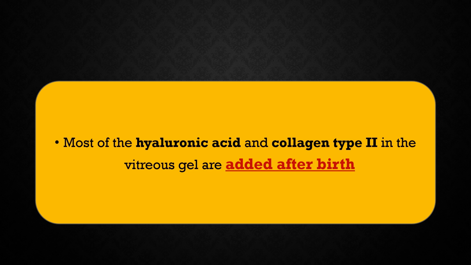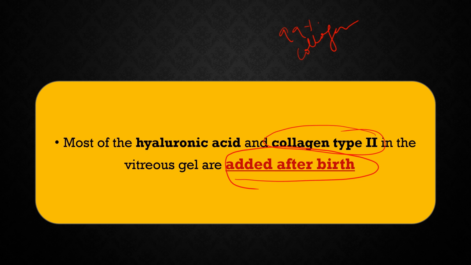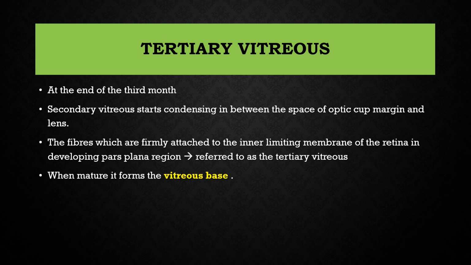Now, you should know that the adult vitreous is about 99% water. Apart from that, we have collagen, other soluble proteins, and the extracellular matrix formed of glycosaminoglycans and hyaluronic acid. Most of the hyaluronic acid and the collagen type 2 in the vitreous gel is added after birth, although most of the secondary vitreous or the definitive vitreous is formed during the embryological period. Most of the hyaluronic acid and the collagen type 2, which forms the major type of collagen in the vitreous, will be formed after birth. So I hope that is clear.